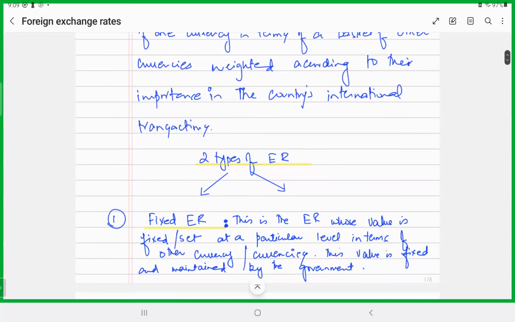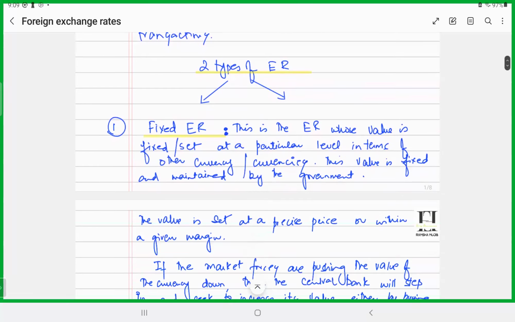All right. So broadly speaking, there are two types of exchange rate. The first is a fixed exchange rate. The second is a floating exchange rate. Now, by definition, the very term fixed is telling you what? That this is the exchange rate whose value is fixed or set at a particular level. So it's at a particular band or a range in terms of other currency or currencies.